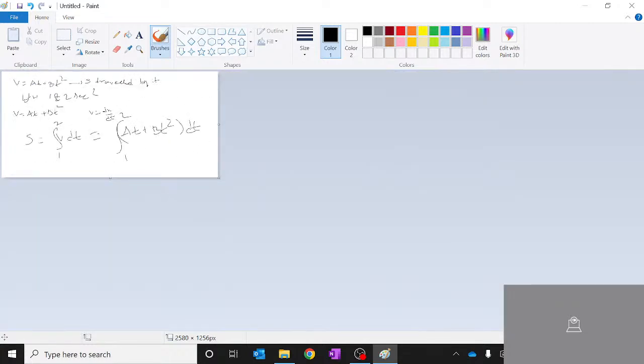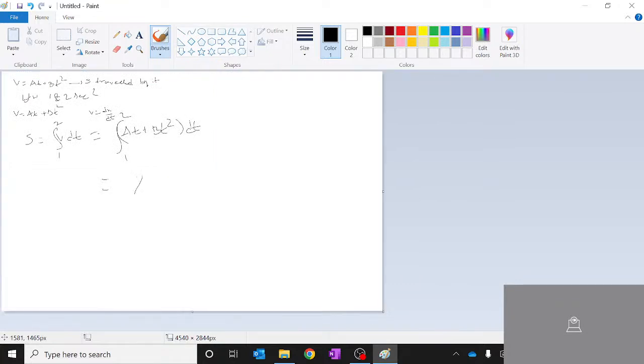What is integral of at? It is nothing but at square by 2, correct? What is integral of bt square? It is nothing but bt cube by 3, correct? And what are the limits that you're talking about? 1 to 2, correct? Integral 1 to 2, clear?